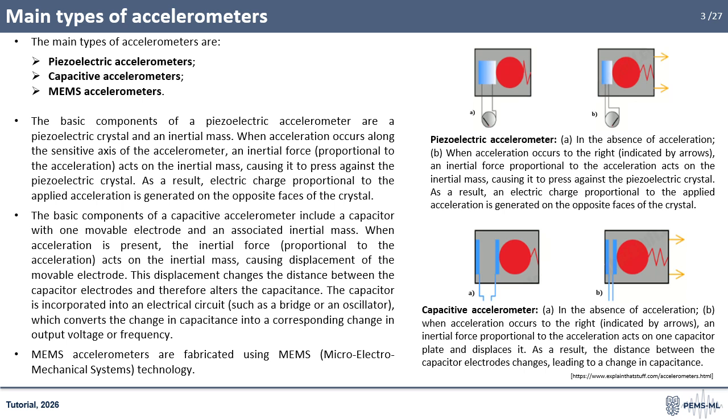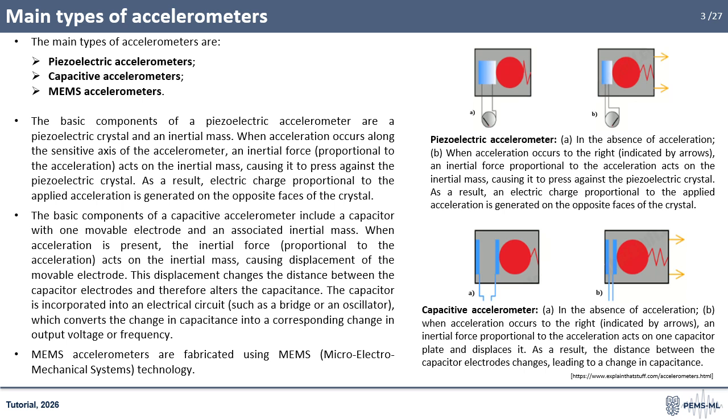The basic components of a piezoelectric accelerometer are a piezoelectric crystal and an inertial mass. When acceleration occurs along the sensitive axis of the accelerometer, an inertial force, proportional to the acceleration, acts on the inertial mass, causing it to press against the piezoelectric crystal, which generates an electric charge proportional to the applied acceleration.